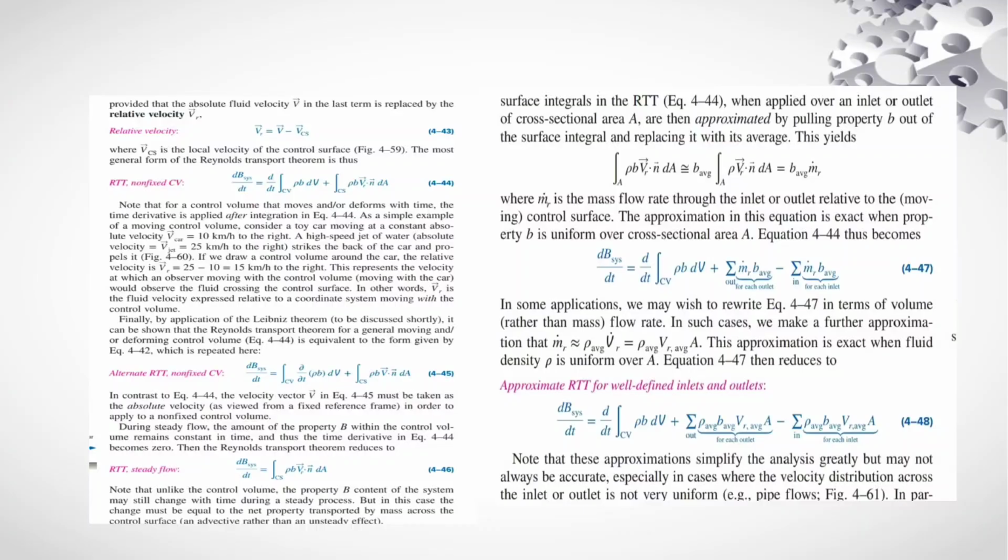The approach mentioned in this equation is that when property B is uniform over the cross-section area A, it becomes dB system over dt equals d over dt of the integral over CV of rho B dV plus the sum of mass flow rate times B minus the sum of mass flow rate times B average. This is equation 4.47.